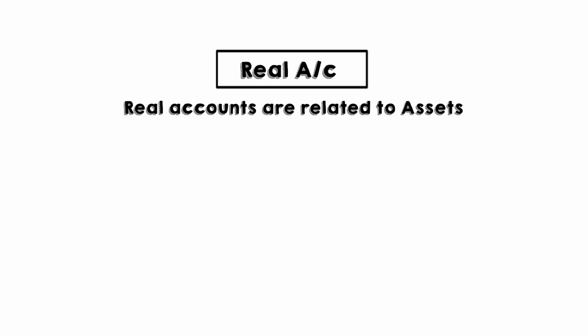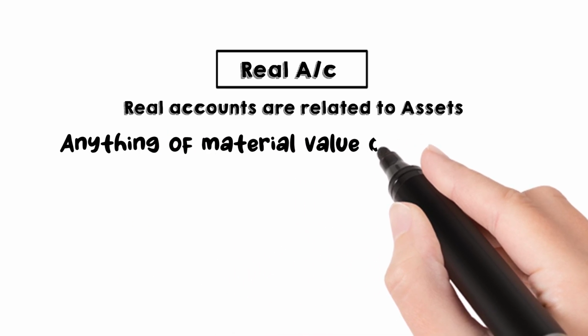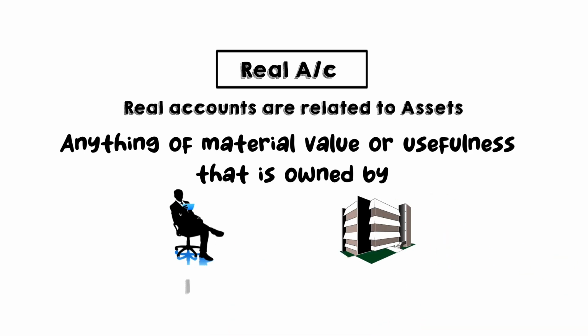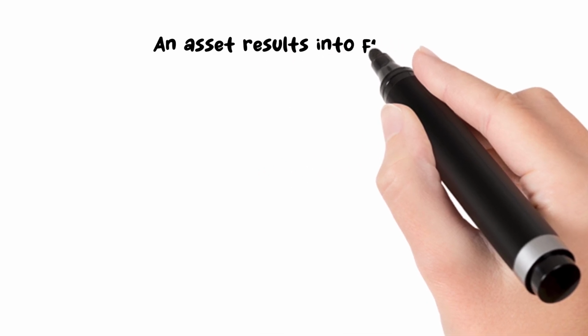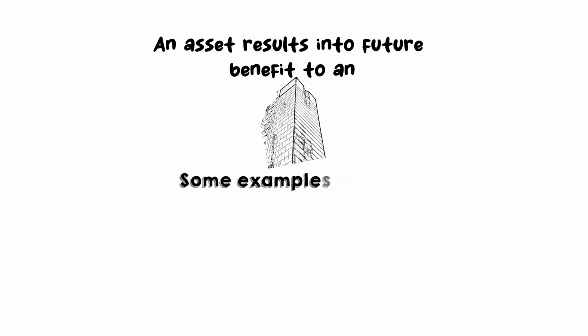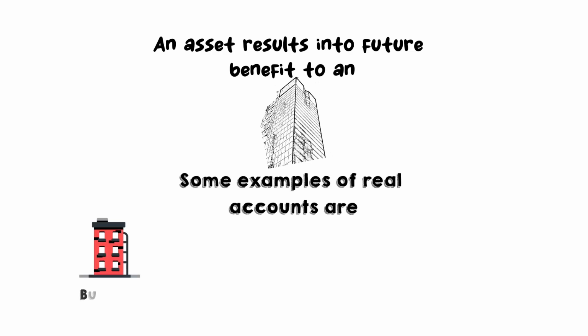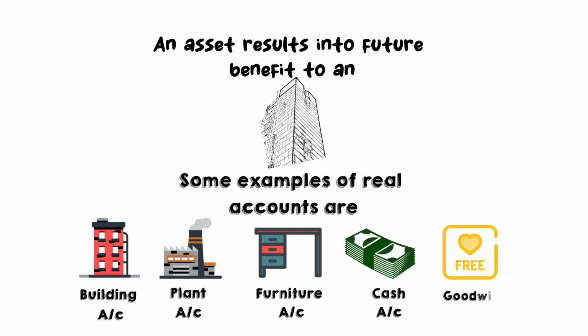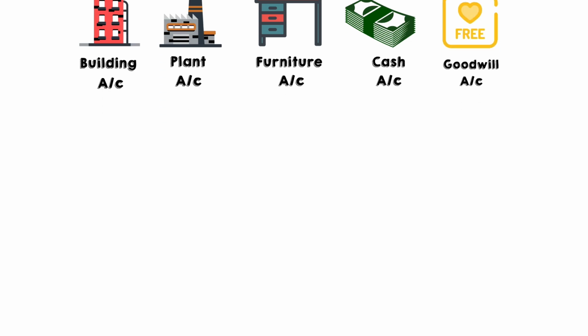Real accounts. Real accounts are related to assets. Anything of material value or usefulness that is owned by a person or company is termed as asset. An asset results into future benefit to an organization. Some examples of real accounts are building account, plant account, furniture account, cash account, goodwill account, etc.